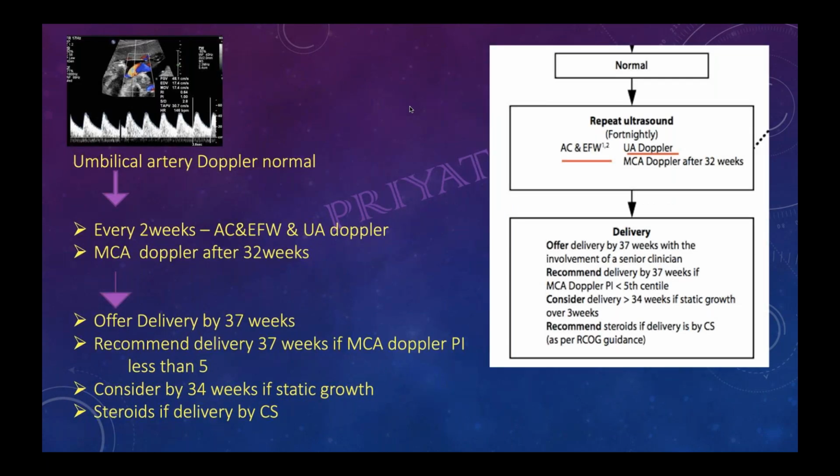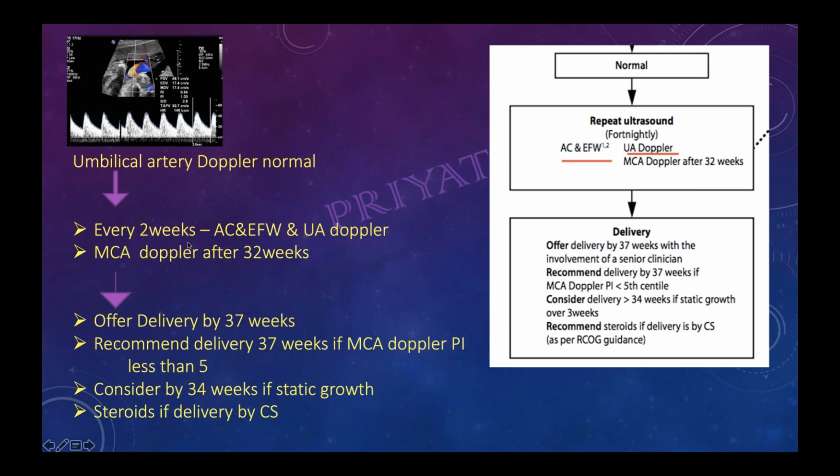Now another place from where you will find questions would be this table. What they will give in the question is that umbilical artery Doppler we have done and it is normal. So usually they ask what you will do next. So this would be your answer. Doppler is fine, we are very happy, but we can't leave this pregnancy. What we will do? We will do every 2 weeks AC, EFW and UA Doppler.